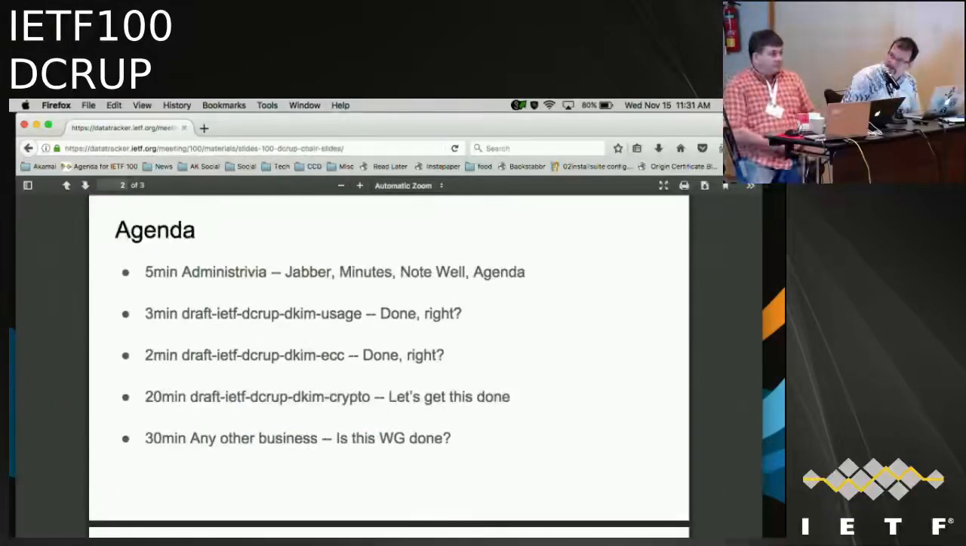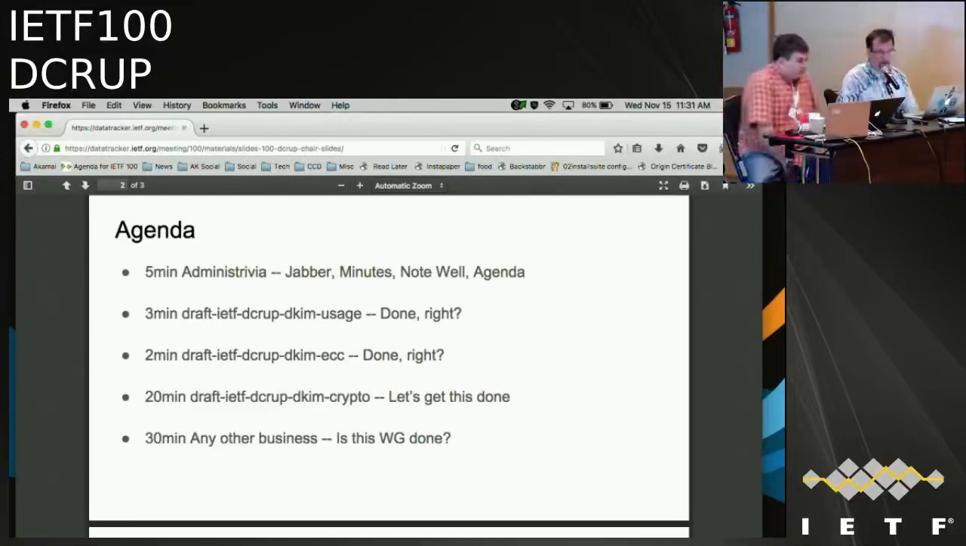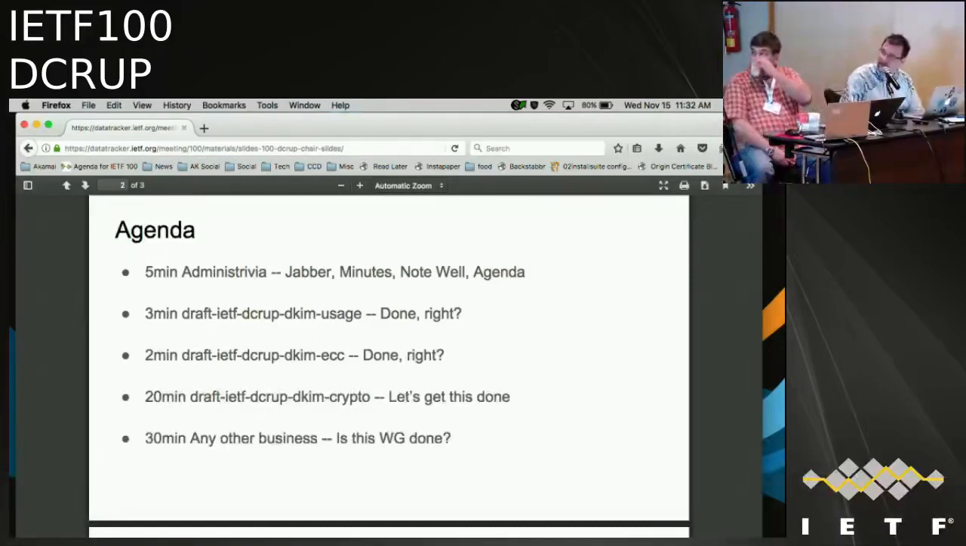John is pretty much going to run the show for us here today. I believe the DKIM usage document is with the RFC editor now. Thank you, everybody, for helping and contributing. The DKIM ECC document, I think we have consensus that we are going to let this drop. I got that right? Let's see all nods and so forth. The last document is DKIM crypto, and John is going to lead the discussion on open issues.